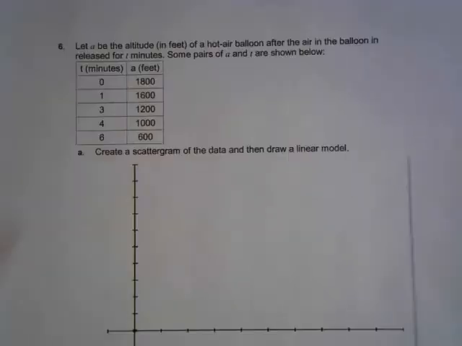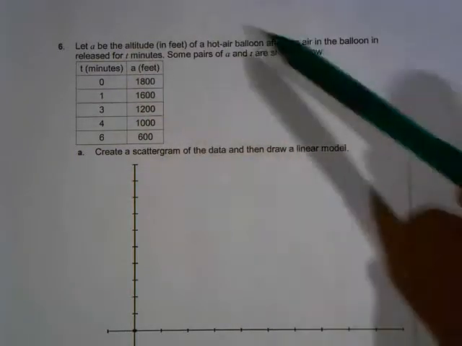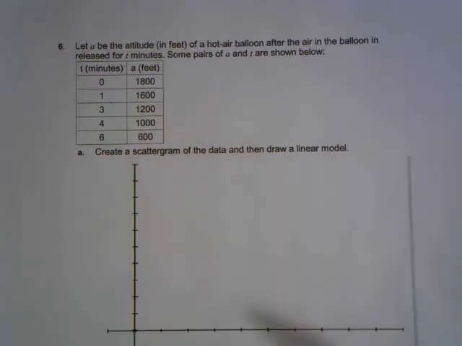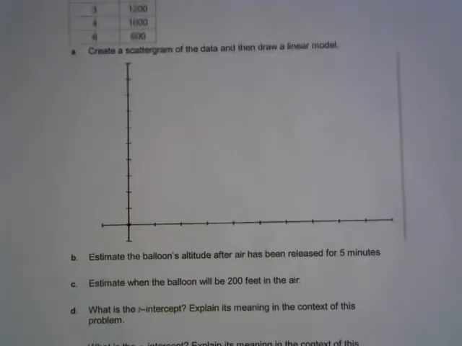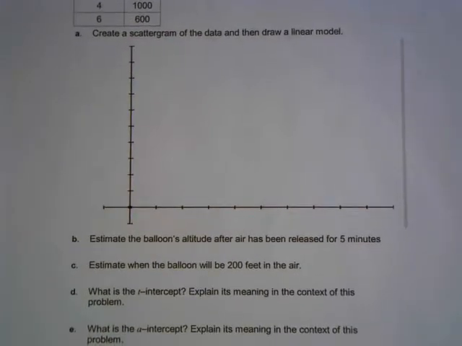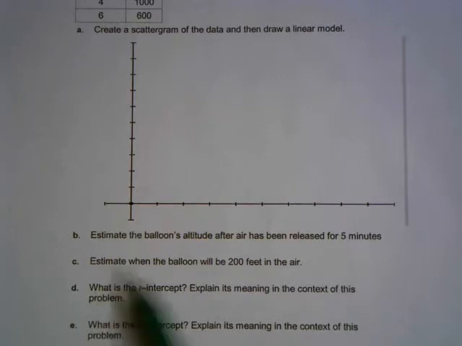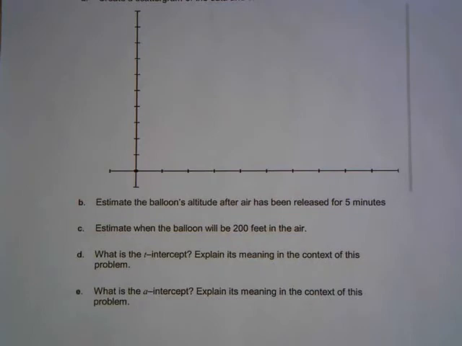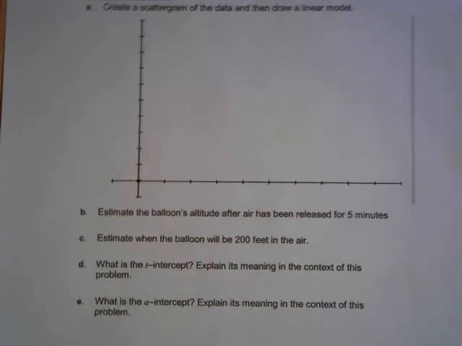Okay, the last problem in this section, again, this is one that you're going to do. Very, very similar. You have a word problem here. You're given some data about altitude of a hot air balloon. Almost exactly the same thing. You're going to figure out appropriate scaling and draw a graph. Then you'll be asked some questions. Estimate the balloon's altitude after 5 minutes. Estimate when the balloon will be 200 feet in the air. Find the two intercepts and explain what they mean. And again, you will take this problem, you'll do it at home, and you will bring it to the next class.